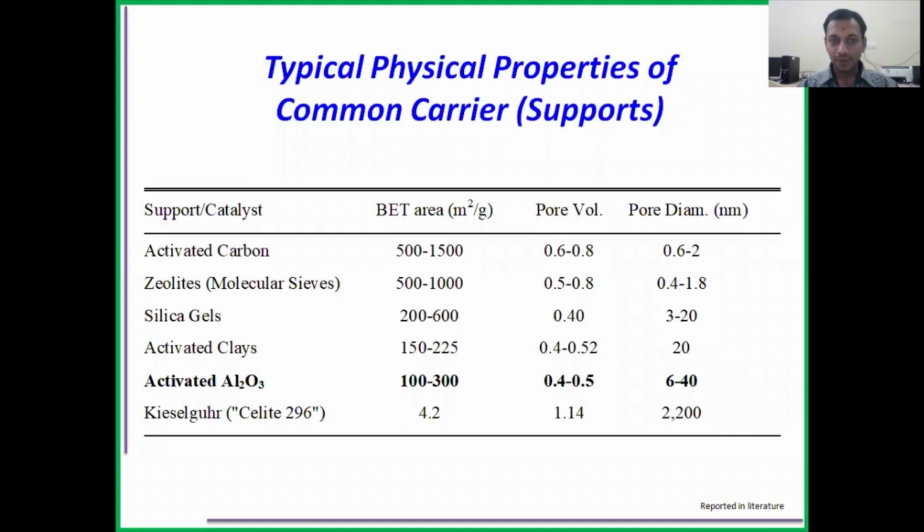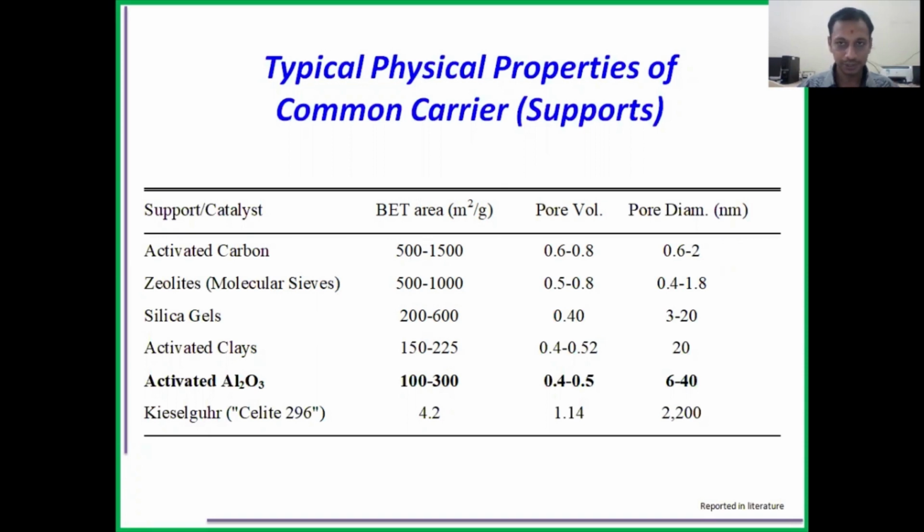Some supports are very popular: activated carbon, which is highly porous carbon, zeolite, activated clays, activated alumina, kieselguhr. These are all very popular supports people are using in the field of catalysts, which have a higher surface area. The surface area unit is meter square per gram. This is the unit of surface area. Please remember, by using BET instruments, we can get the surface area, pore volume, and pore diameter of different supports and different catalyst systems.